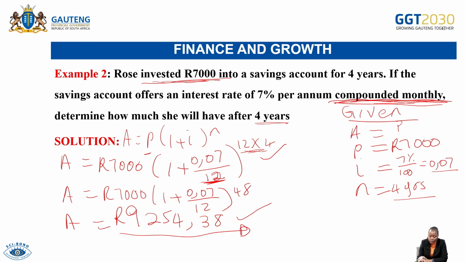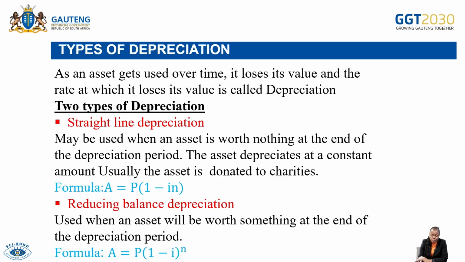Ne? Okay, let's move to the types of depreciation. This is just a revision from the previous lesson. As an asset gets used over time, it loses its value, and the rate at which it loses its value, we call it depreciation.